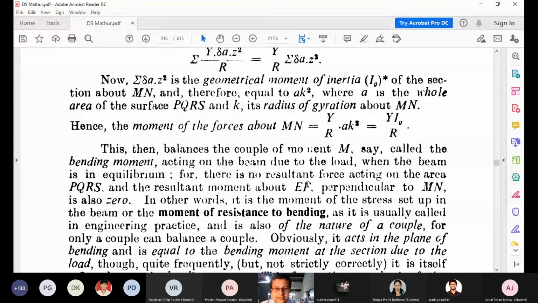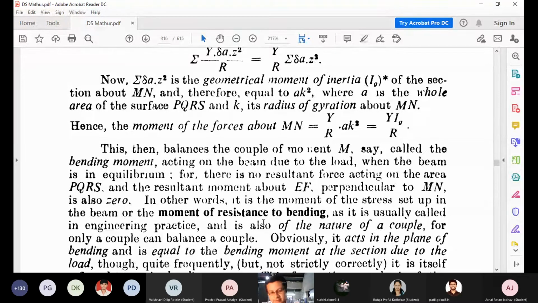So there is no resultant force acting on this area PQRS, and the resultant moment about EF, perpendicular to Mn, is also 0. In other words, it is the moment of the stress set up in the beam, or the moment of resistance to the bending. So it is like you apply those forces, and whatever resistance is offered by that particular material or beam to that bending without breaking, you usually call this the moment of resistance to the bending.